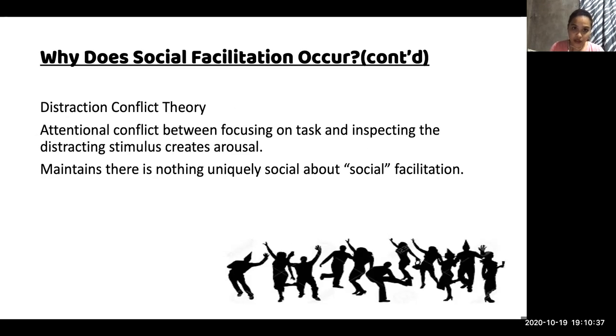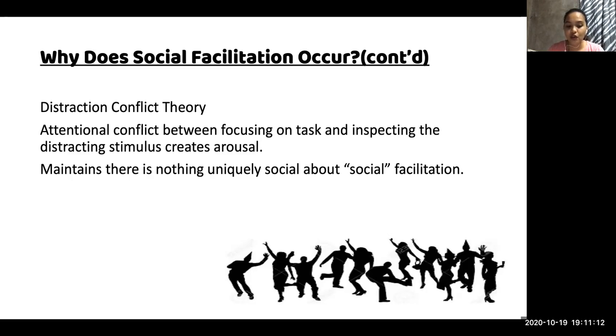So, dito naman, why does social facilitation occur? Sa distraction conflict theory, attentional conflict between focusing on the task and inspecting the distracting stimulus creates arousal. It maintains there is nothing uniquely social about social facilitation. So the distraction conflict theory of social facilitation suggests that rather than the mere presence of others, it is the conflict between giving attention to a person and giving attention to a task, which affects performance.